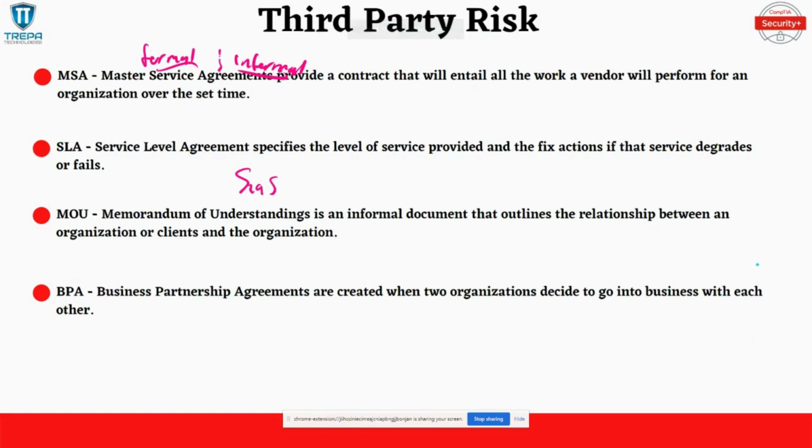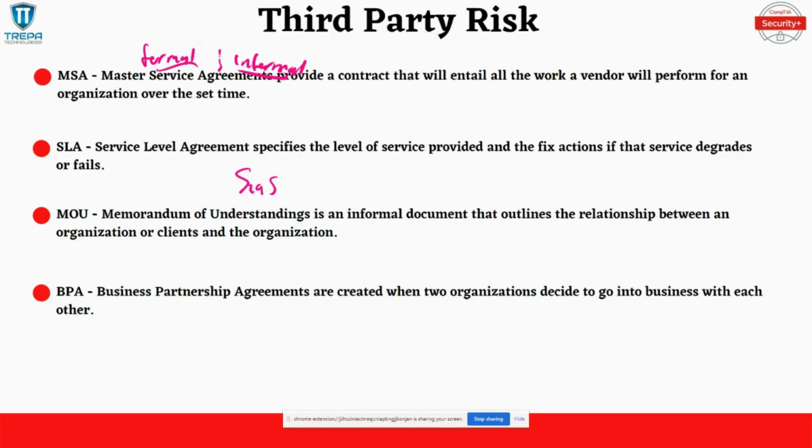And then we have an MOU. An MOU is a memorandum of understanding and is an informal document that will outline what type of relationship organizations will have. An MOU is more or less a guideline on what two organizations should expect from each other. So there is no misinterpretation of the type of relationship.